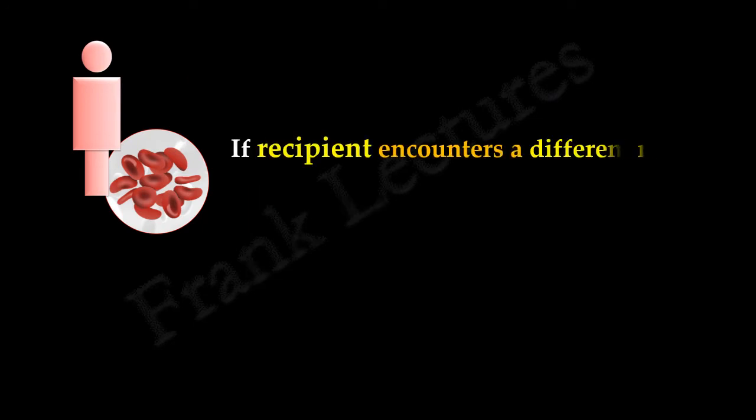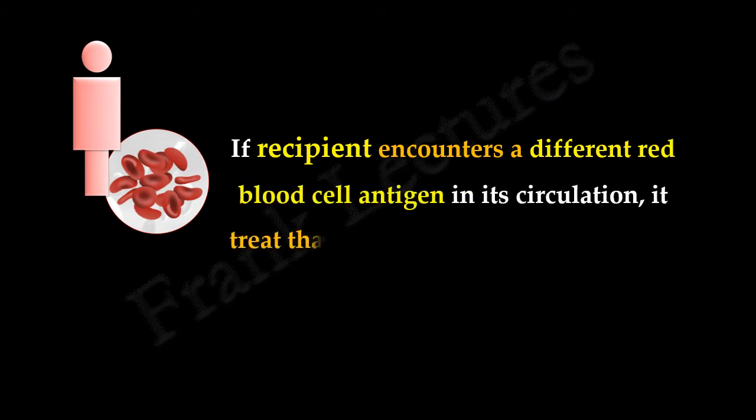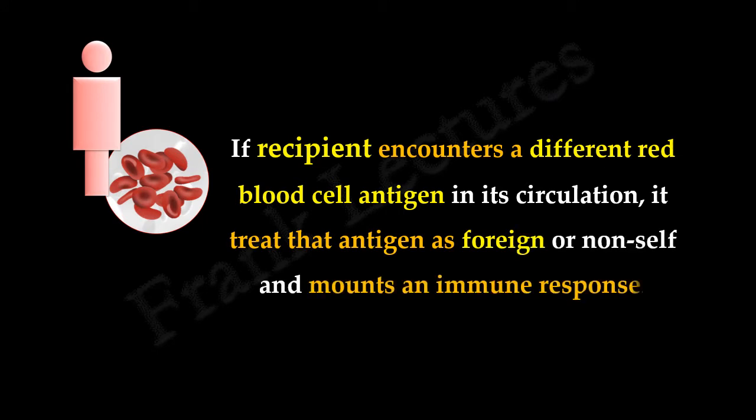If a recipient in blood transfusion encounters a different red blood cell antigen in its circulation, it treats that antigen as foreign or non-self and mounts an immune response. This immune response can result in blocking of blood vessels, shock, renal failure, and even death. Let us understand this by illustration.